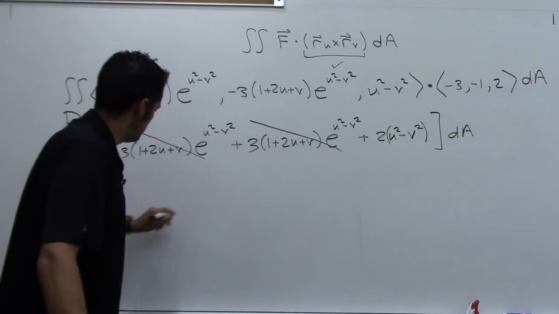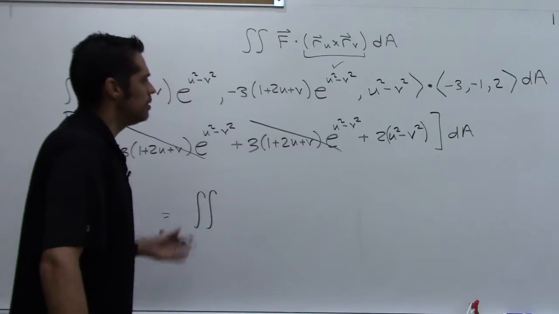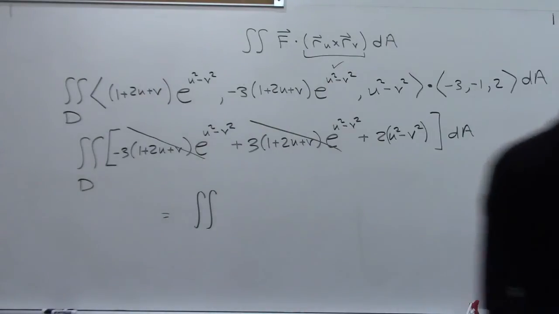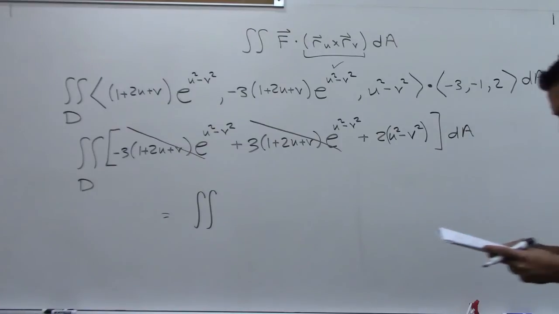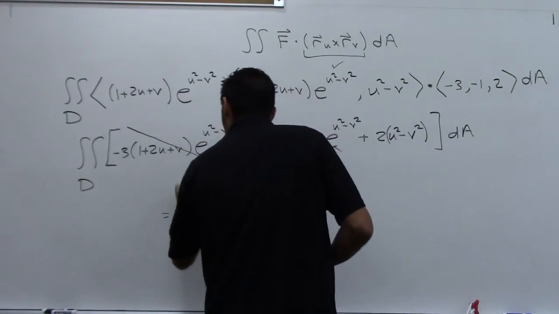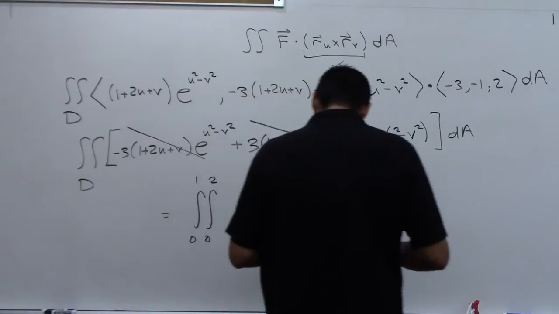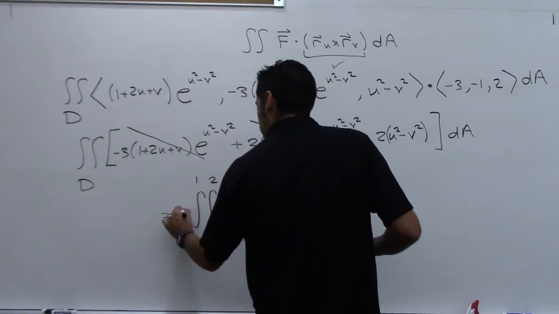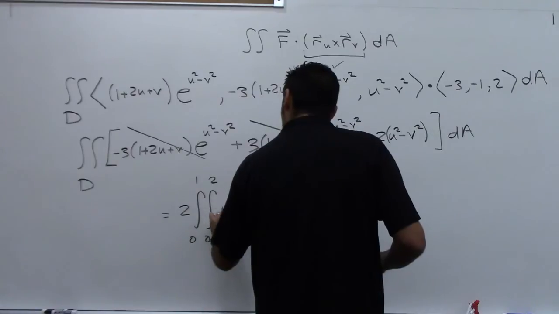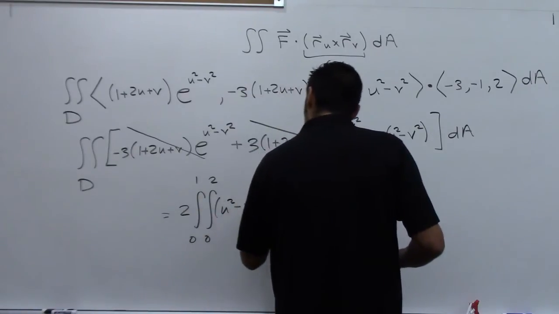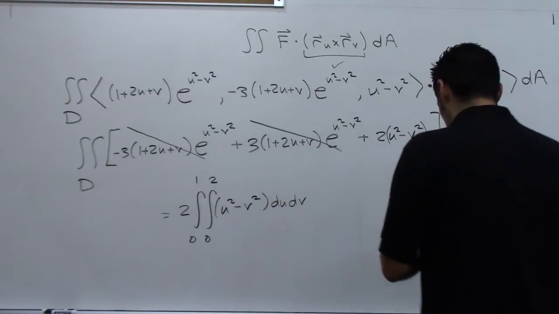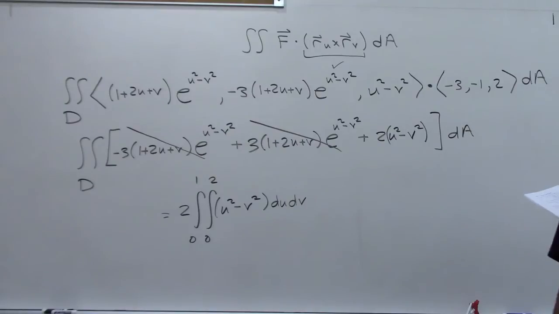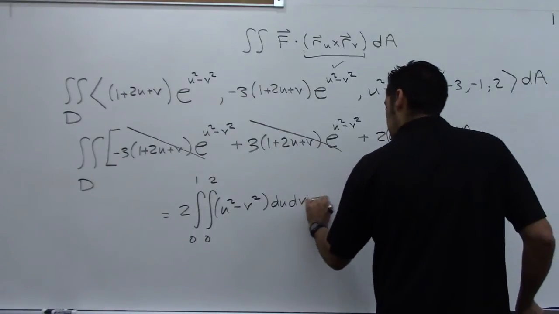So this equals the double integral, and then I'll go ahead and put the limits of integration on here now. Our restrictions are, let's see, 0 to 1 on v, and 0 to 2 on u. And then I've got the 2, I'll bring the 2 out here, and then I've got u squared minus v squared du dv. And that's it. That's a pretty straightforward integration here. And when you work through that, you should get 4.